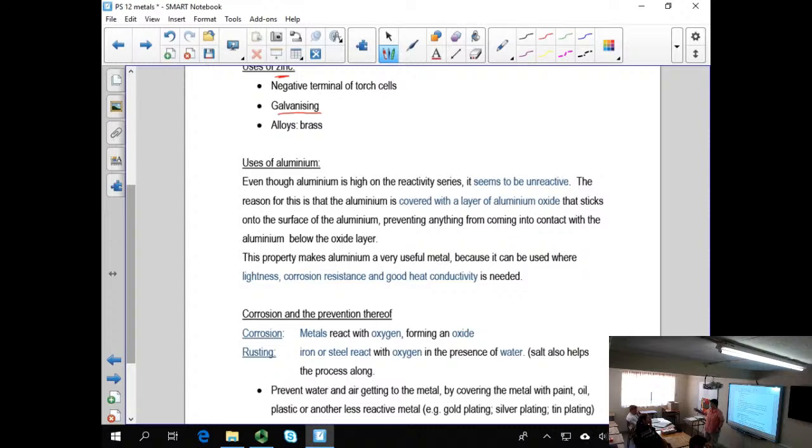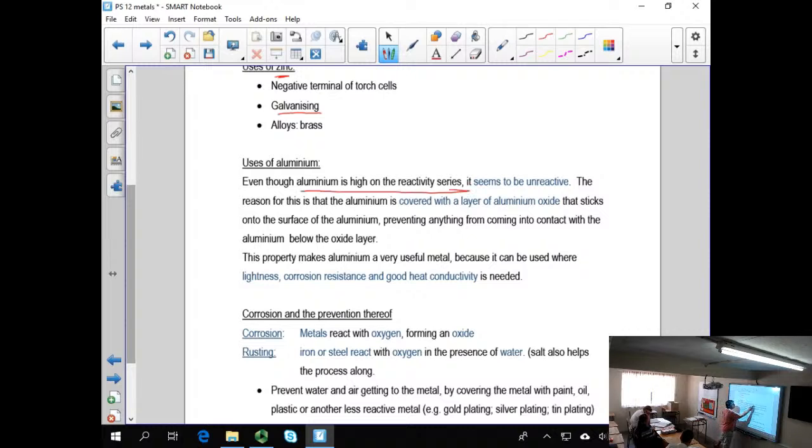If I have my steel window frame, if the paint is chipped, it's going to rust. Can the aluminium oxide chip off the aluminium? No, because it immediately forms new aluminium oxide, which sticks onto the aluminium. And that prevents the aluminium from rusting.